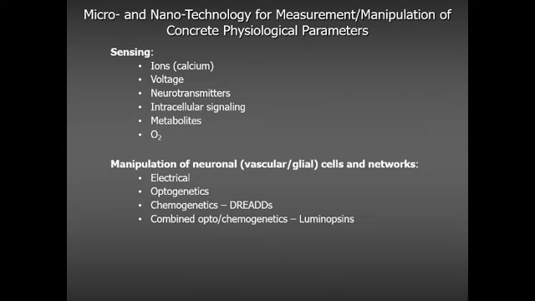And then I'll also talk a little bit about manipulation of neuronal activity of cells and networks. This can be electrical, optical, chemogenetics. I'll talk about combined opto- and chemogenetics, something that you may not have heard yet. But again, there are other ways of doing this. There's ultrasound and many other things.